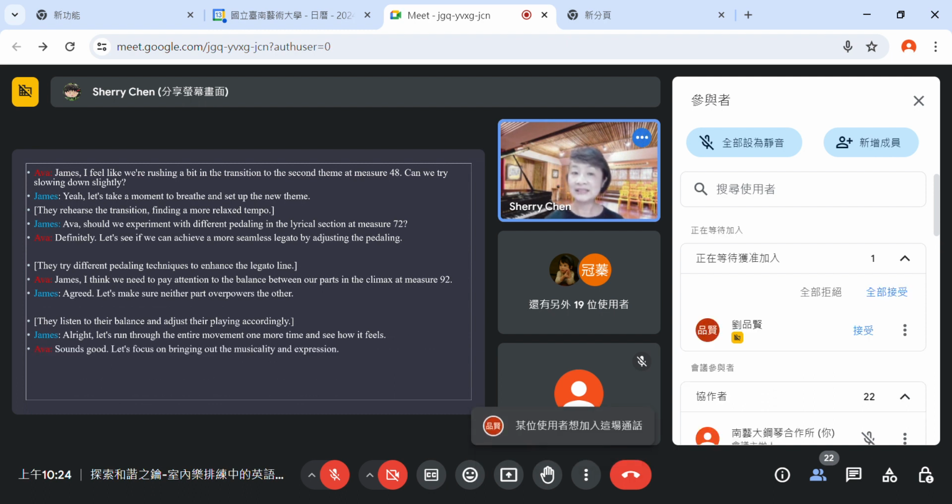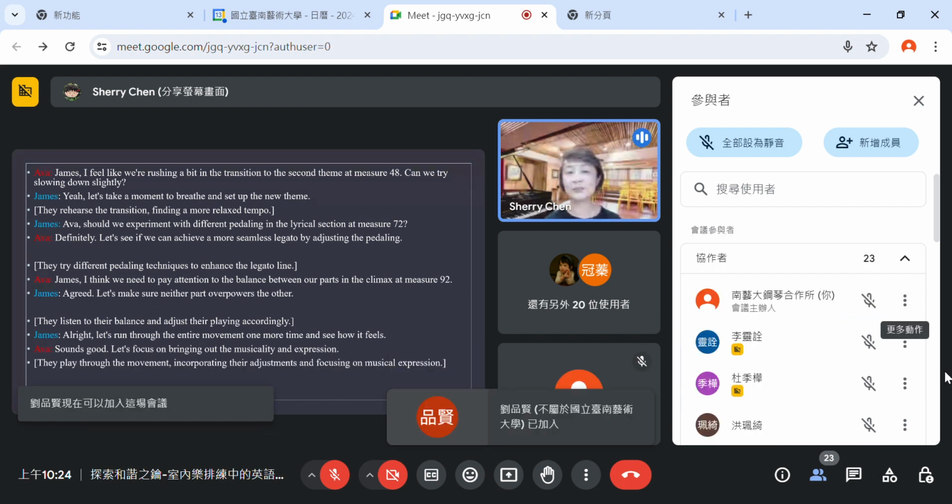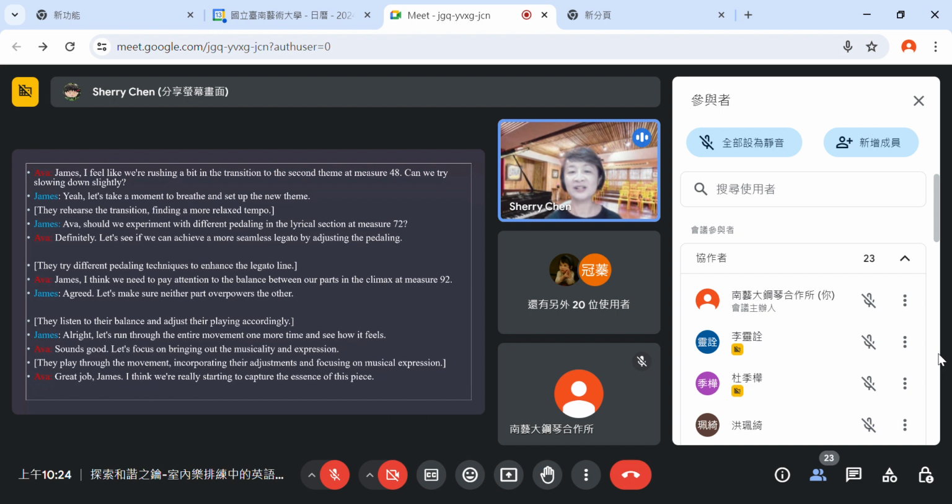Sounds good. Let's focus on bringing out the musicality and expression. Musicality and expression 就是要怎么样把这个音乐性跟这个整个感情再呈现更好一点。They play through the movement, incorporating their adjustments and focusing on musical expression. Eva says, great job, James. I think we're really starting to capture the essence of the piece. James says, absolutely, Eva. I'm feeling good about our progress.